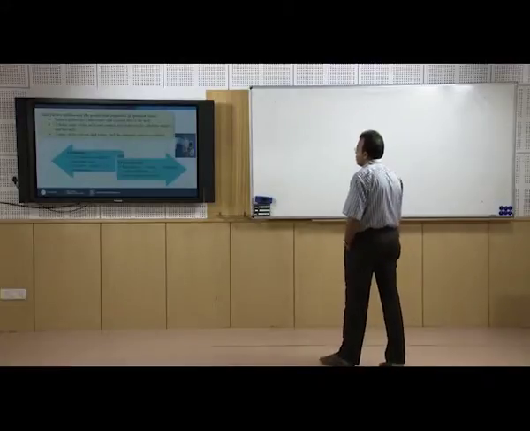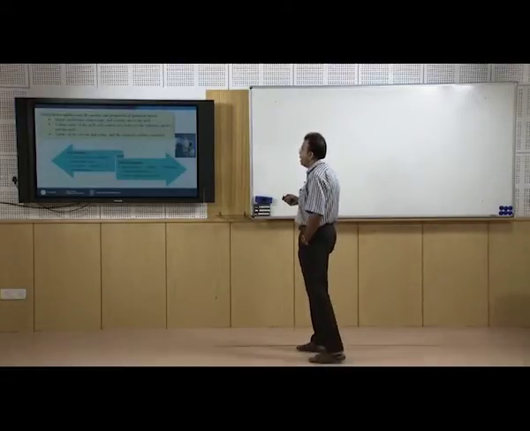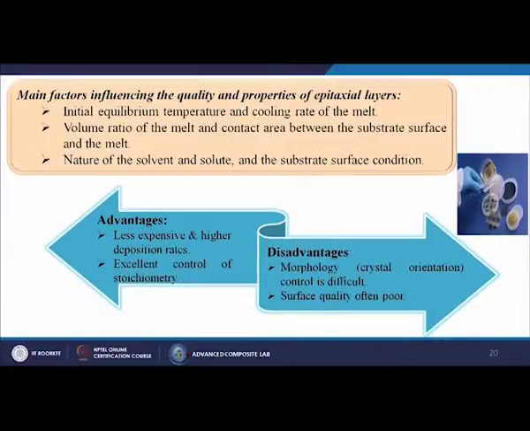The main factors influencing the quality and properties of epitaxial layers are the initial equilibrium temperature and cooling rate of the melt, the volume ratio of the melt and the contact area between the substrate surface and the melt, the nature of the solvent and solute, and the substrate surface conditions. What are the advantages? It is less expensive, has higher deposition rates, and gives excellent control of stoichiometry. There are certain disadvantages also. Morphology, that means crystal orientation control, is very difficult and surface quality is often poor.